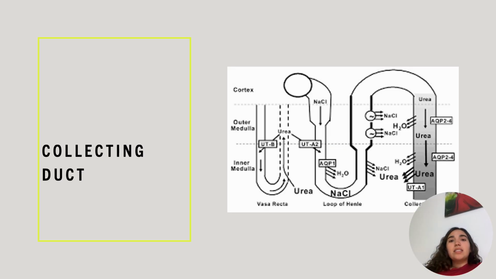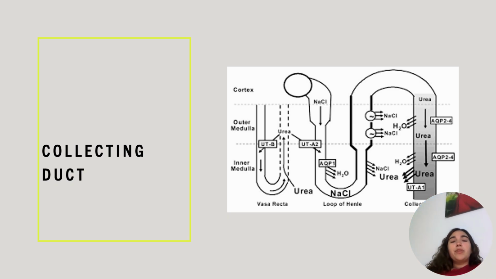The collecting duct is the final site where reabsorption is regulated. It determines the final volume and concentration of the urine. Unlike other segments, water permeability here is variable and depends on the presence of the antidiuretic hormone, or ADH. When ADH is present, aquaporins are inserted into the membrane, allowing water to be reabsorbed.